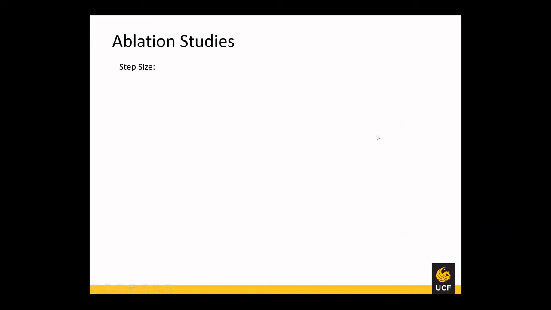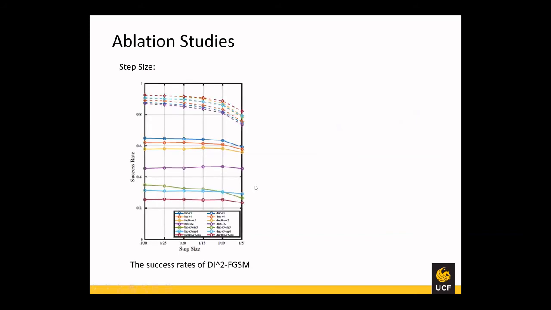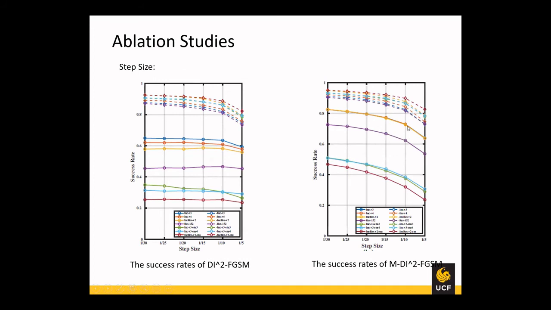Finally, let's take a look at how the step size is affecting. We can see that a smaller step size is actually better, and it stays the same way for a longer period of time unless you make the step size really, really big. In that case, it starts to decrease. But overall, step size is not affecting the success rate that much in case of DI square FGSM. And a similar trend can be observed in the case of MDI square FGSM. The bigger step size is usually decreasing the success rate of all the different models.